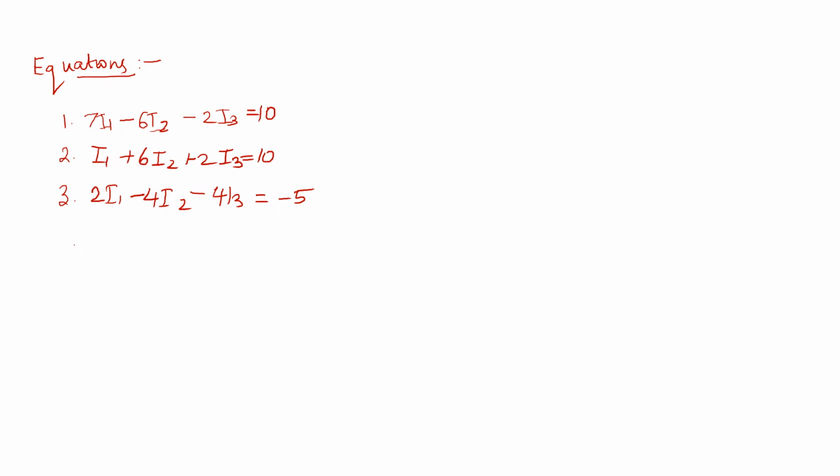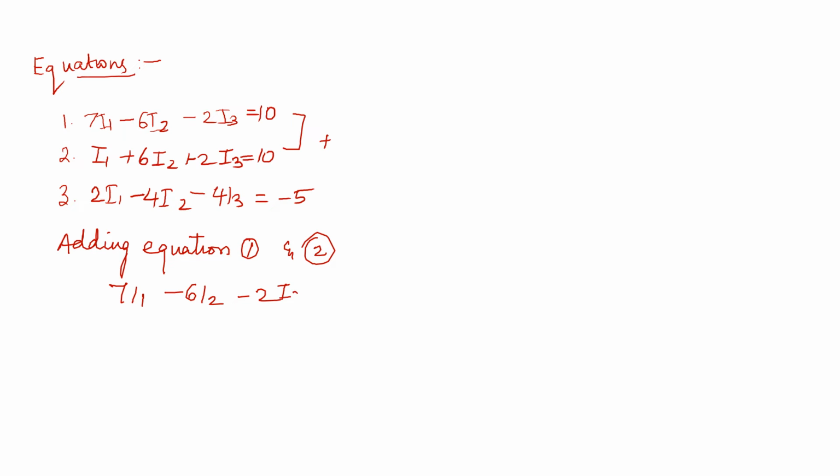So these are the 3 equations and now we will solve it. First of all, we will add these 2 equations, adding equation 1 and 2. So the equation is 7I1 minus 6I2 minus 2I3 equals to 10. Down it is I1 plus 6I2 plus 2I3 equals to 10.